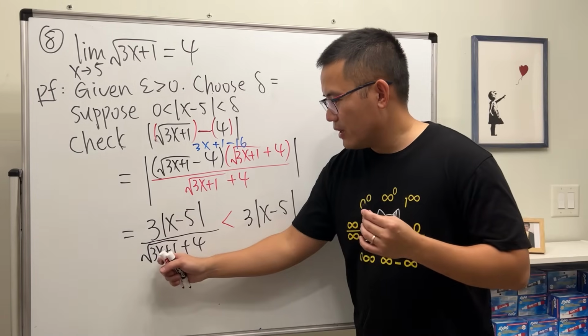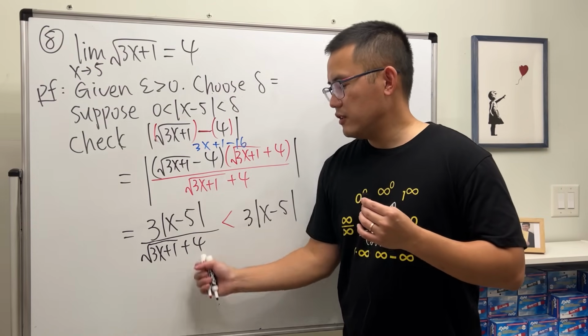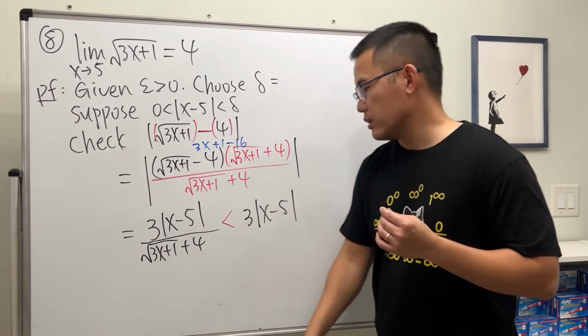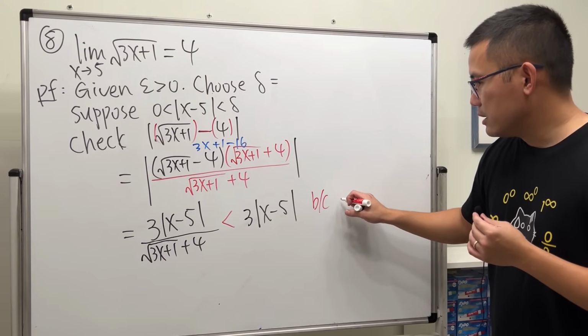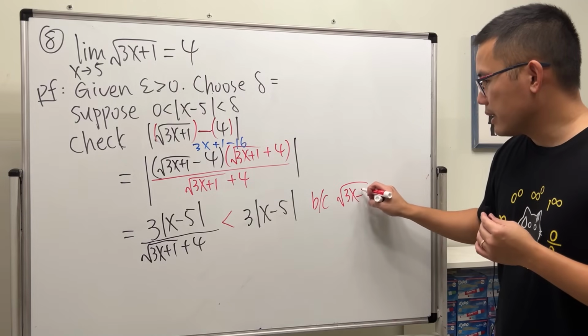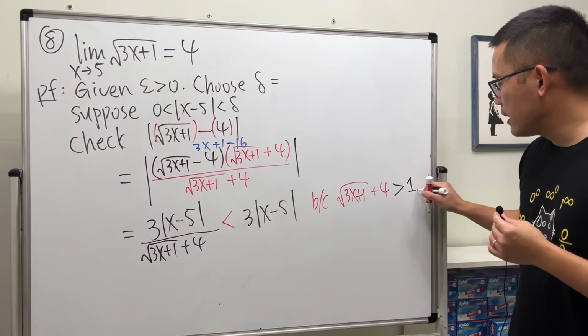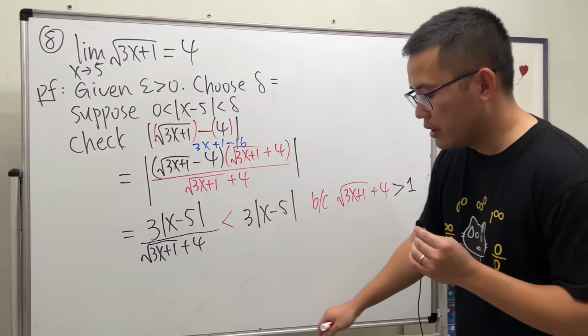Check this out. We have this thing plus 4. The bottom, this is non-negative plus 4. For sure, it is bigger than 1. Don't say bigger than 0. This is true because we can say square root of 3x plus 1 plus 4 is bigger than 1. Right? 1 is the key number here. Don't say bigger than 0.